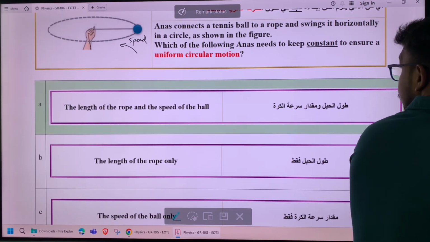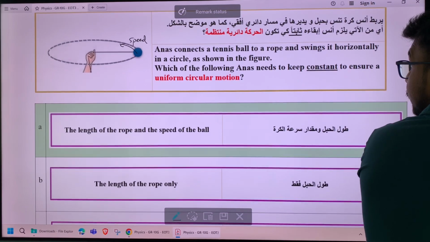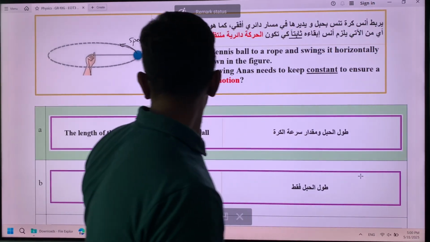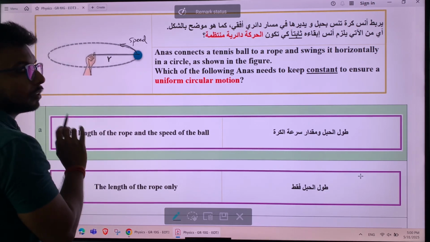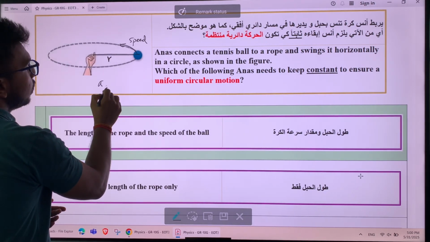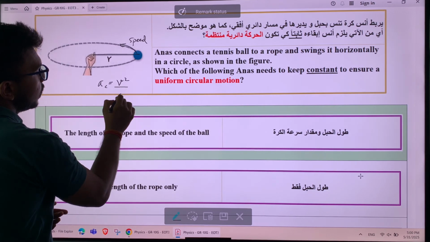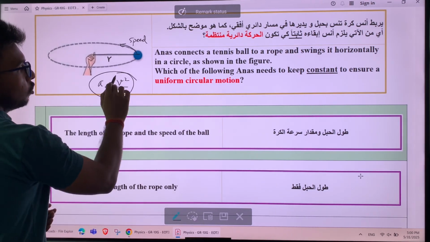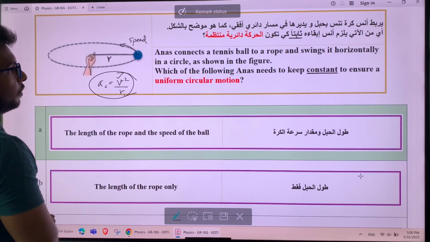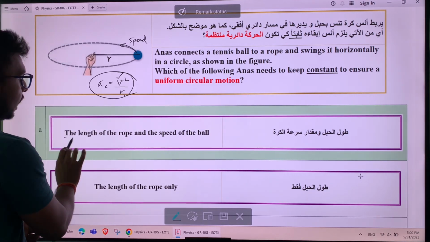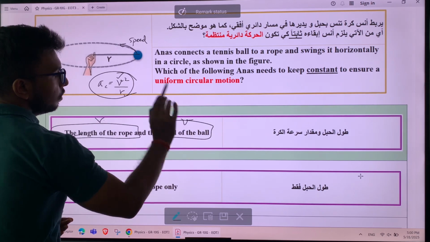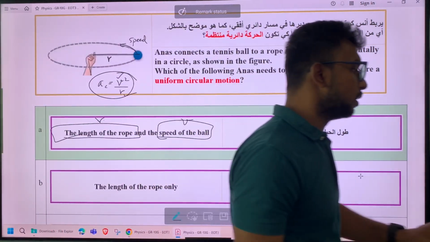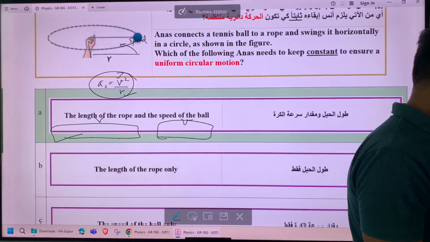if it is a uniform circular motion, speed needs to be constant, and the radius as well needs to be fixed. It cannot change because the centripetal acceleration needs to be fixed, the value of it. So speed needs to be fixed and r needs to be fixed. So which option can be correct? The length of the rope, which is the radius, and the speed of the ball, which is the velocity. If these two are fixed, then it is uniform circular motion.